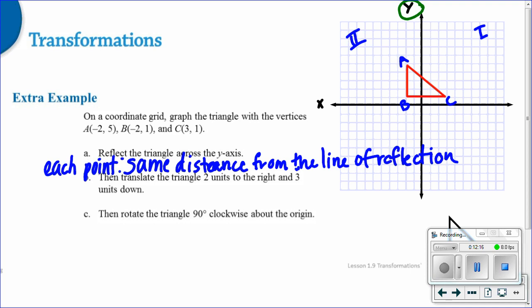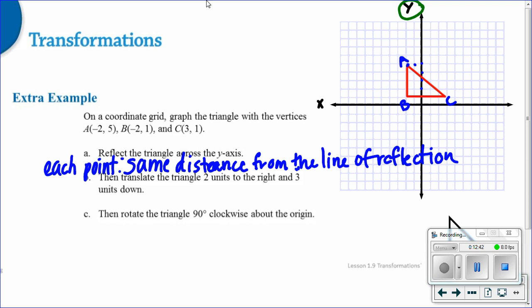Translate the triangle 2 units to the right and 3 units down. So now for my image, I want to follow those directions. It's kind of following the direction of a vector. If I were to have a vector on here, it would follow that path, 2 units to the right and 3 units down. So I'm going to take each and every point and follow those directions. Simply 2 units to the right, 1, 2, and 3 units down, 1, 2, 3.